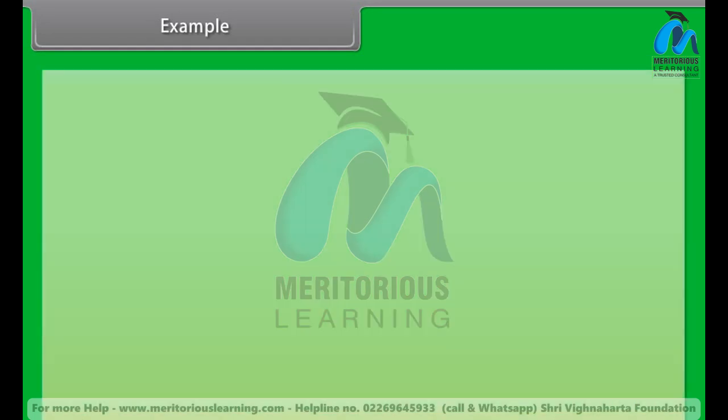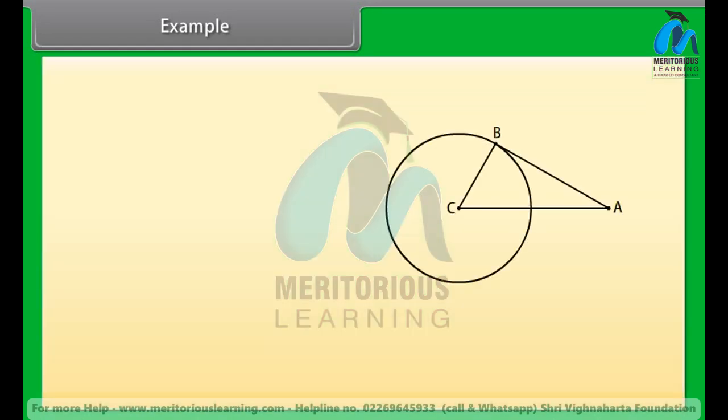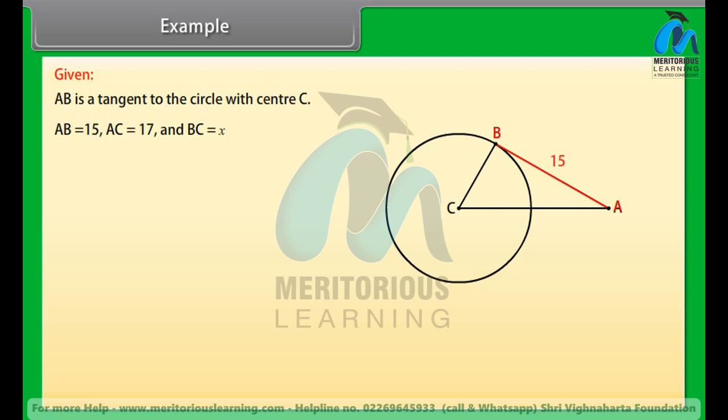Example. Now look at this figure. We can see that AB is a tangent to the circle with center C. AB is 15, AC is 17, and BC is X. We have to find the value of X.